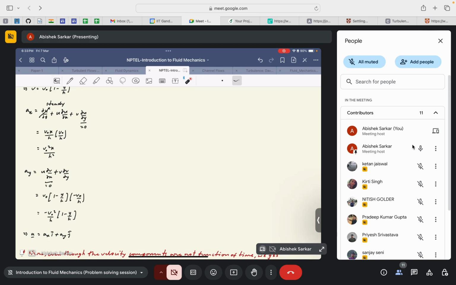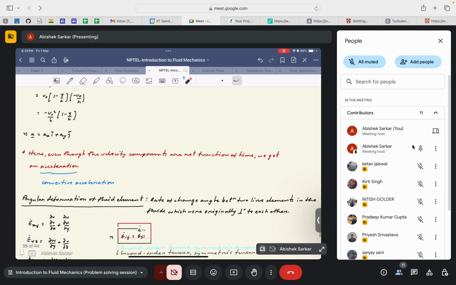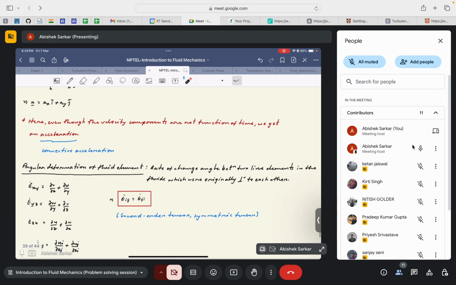Okay, so with that discussion, let us now look into the second part of the deformation of the fluid element, because in the previous lectures we discussed the linear deformation of the fluid element, and now we introduce the angular deformation of the fluid element.